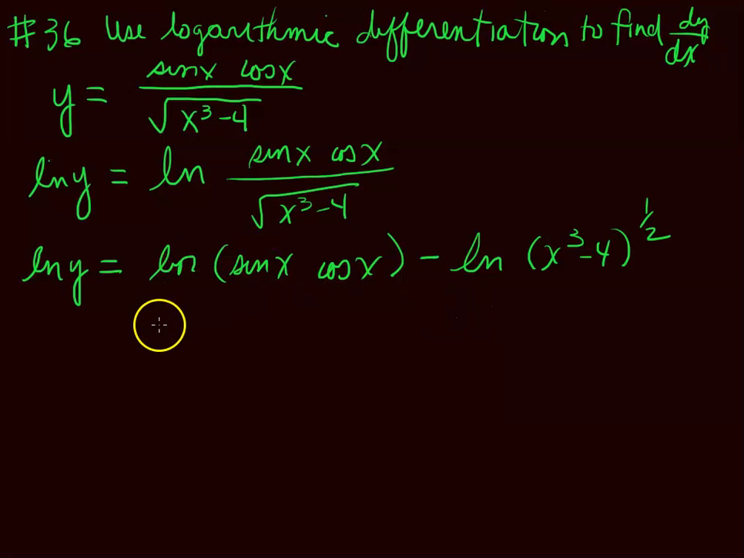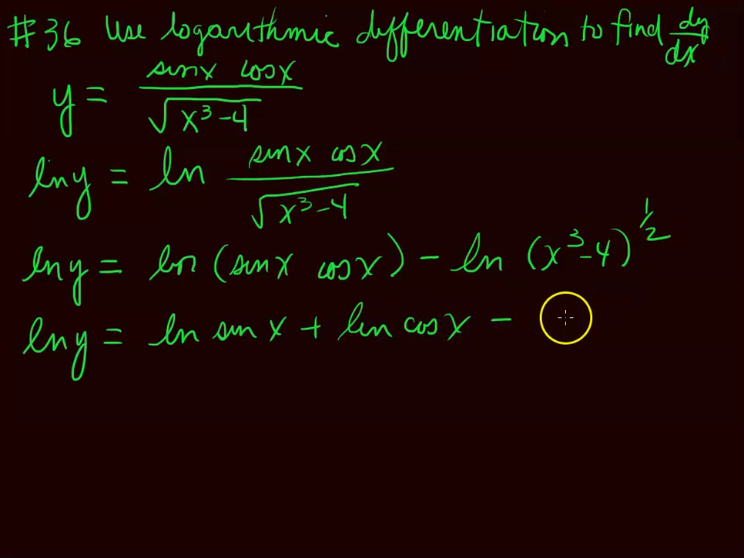So this is then a log of a product. ln y equals, that's the sum of the logs, ln sine x plus ln cosine x minus, now we can bring this 1/2 out front, natural log, that's ln, gosh, too much stuff there, x cubed minus 4. These are all ln's, it looks like lin.